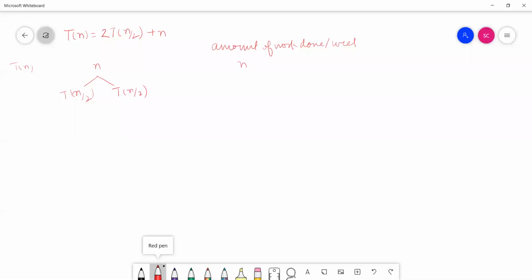Okay. Now since the size was n, we did n amount of work. Size is n by 2, so we'll do n by 2 amount of work. So here also n by 2 amount of work, here also n by 2 amount of work. So we got two subproblems.